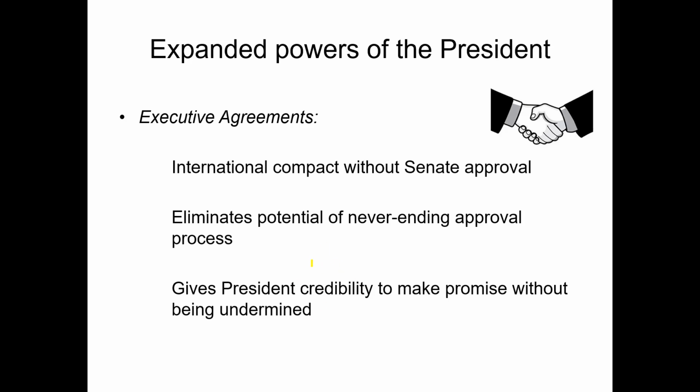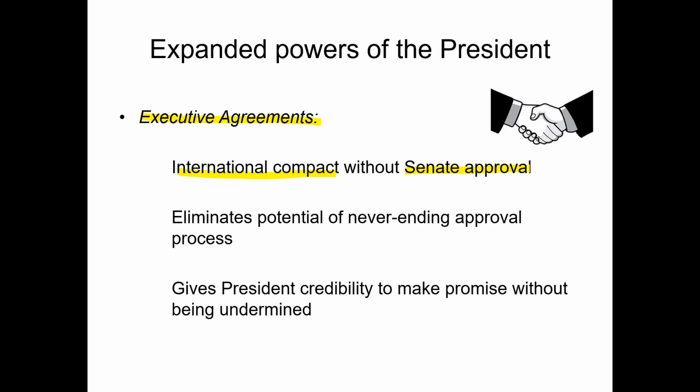This is the second of our 3 expanded powers that I want to talk about, and that is executive agreements that have literally replaced the international treaty. What the president does is make an international compact with another country or a fairly small group of countries, or could potentially agree to a large global accord without Senate approval. Because in most cases, or an overwhelming number of those cases, it's going to be difficult for the president to get that 2/3 majority approval of the Senate.